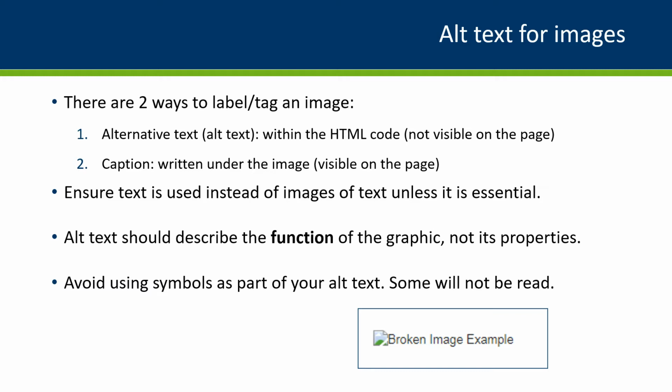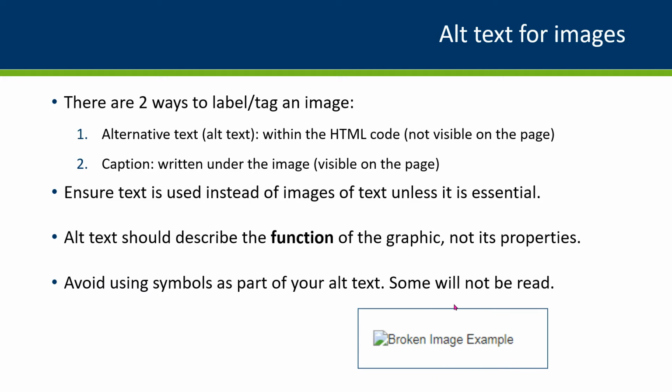Okay, and then you want to ensure you use real text, whatever text you use, instead of an image of the text. So that's what we're saying: don't make text an image. And alt text should describe the function of the graphic and not the property. Avoid using "sample" as a part of your alt text, because the screen reader will not read it, it will skip it. To make sure your graphic and image are accessible, have white space between the graph and the text, so it's easy to see.